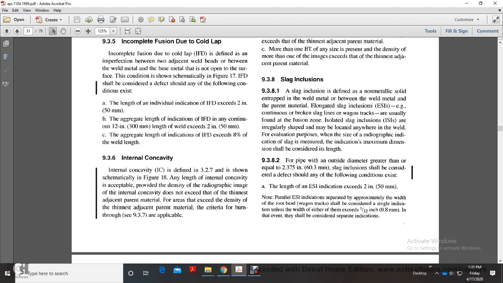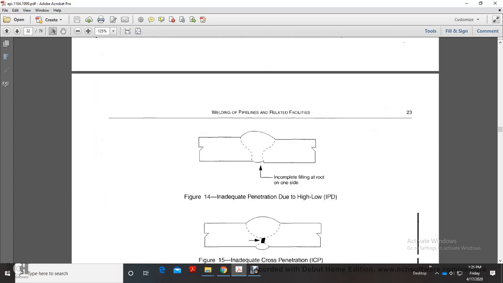9382. For pipe with an outside diameter greater than or equal to 2.375 inches, a slag inclusion should be considered a defect should any of the following conditions exist. The length of the elongated slag inclusion indication exceeds 2 inches.